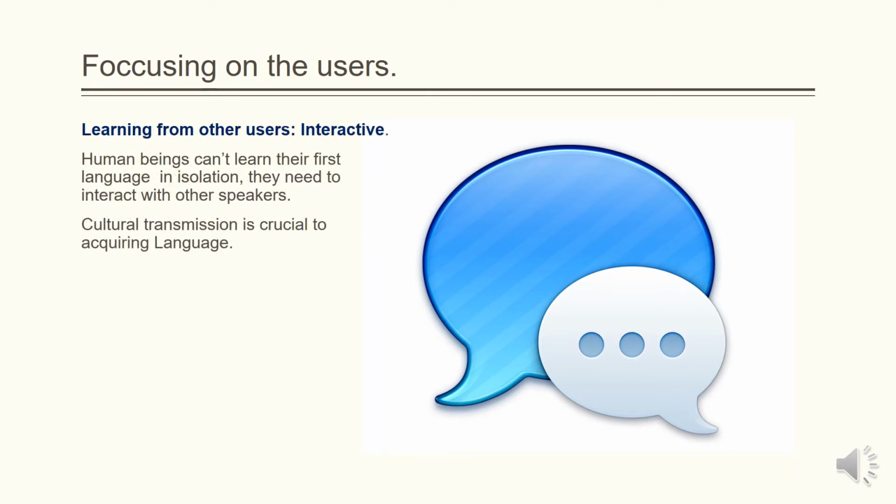We have this other feature that is interactive. Language is interactive, as we have already said in previous lessons. We learn language in contact with other people because language has a cultural element that allows us to acquire language. That's why, as it says in the slide, cultural transmission is crucial to acquiring language.